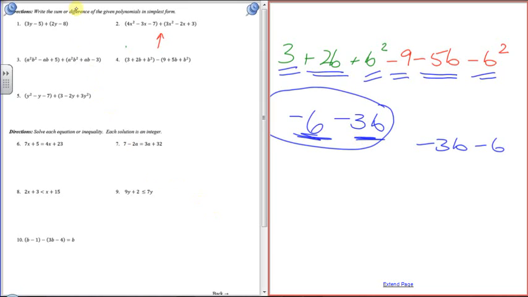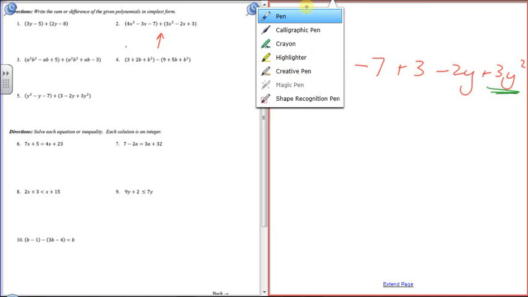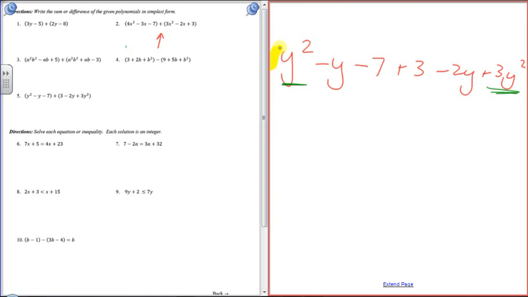In problem number 5, again, a plus, which means all I have to worry about is combining like terms. y squared minus y minus 7 plus 3 minus 2y plus 3y squared. Looking for like terms, where do we see them? y squared and plus 3y squared. And just to emphasize, if I were to use my highlighter and I cover up the coefficients, the invisible 1 there and the positive 3 there, then everything else looks exactly the same in those two underlined green terms, so I can combine them. A plus 1 and a plus 3 combine to give me a plus 4y squared.